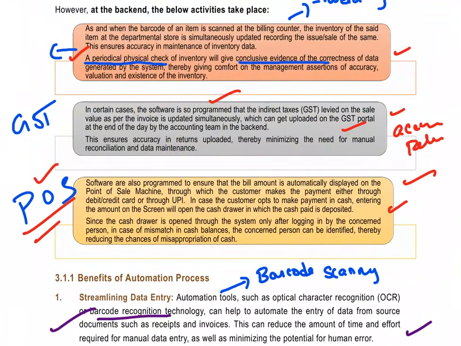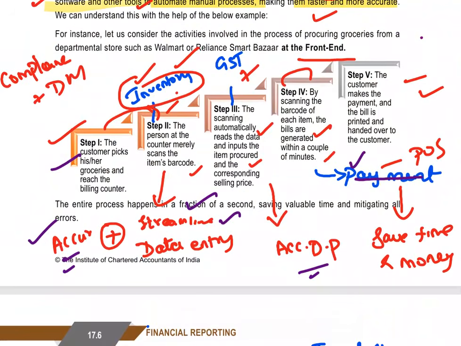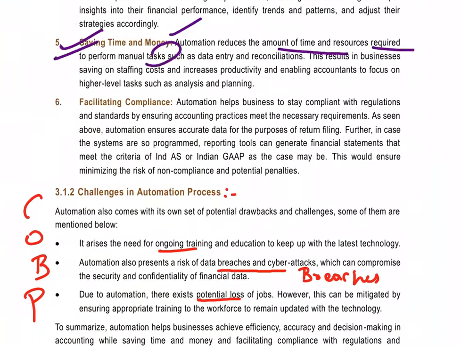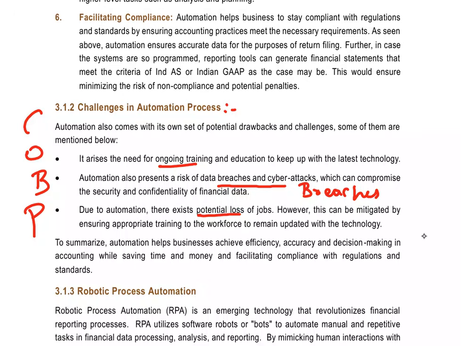Done. So while doing all this automation, it is going to help you in compliance and decision making. So these are the two out-of-the-box things you have to remember. With this table, you can remember what the front end process is, what the back end process is, and what the benefits of the automation process are. Six benefits. Okay, now we'll go to the challenges in the automation process.